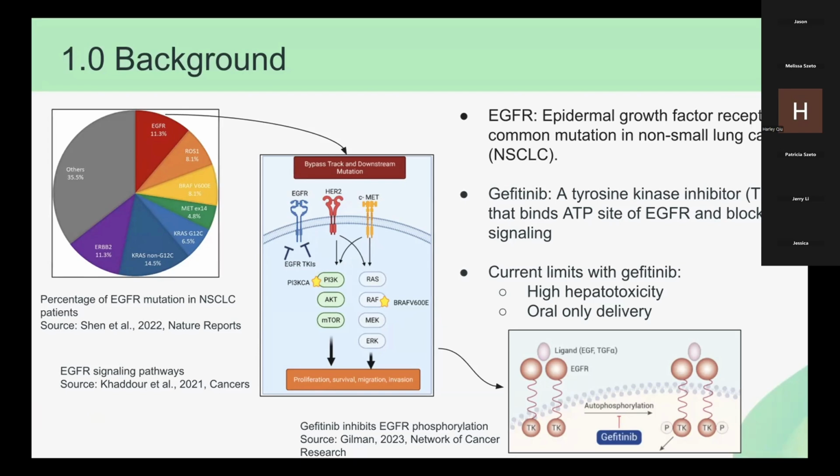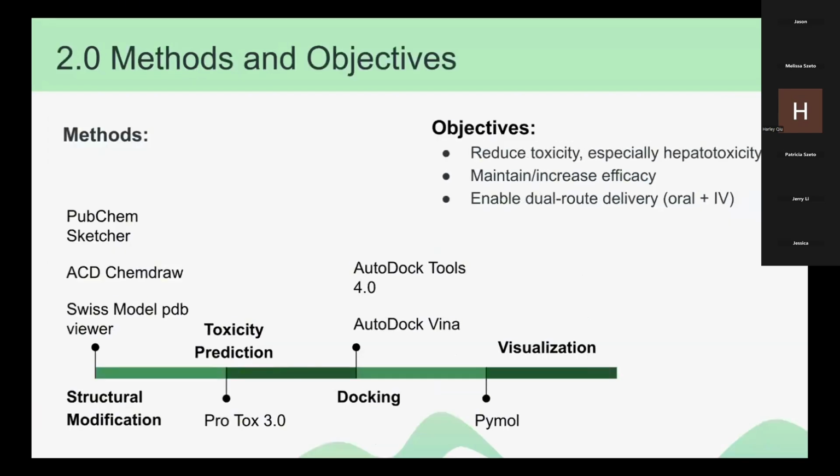So in my project, I wanted to create new derivatives, which is by modifying the structures to improve the efficacy of gefitinib, that makes it keep working against cancer and causes less liver damage and possibly allow IV injection as well as oral use.